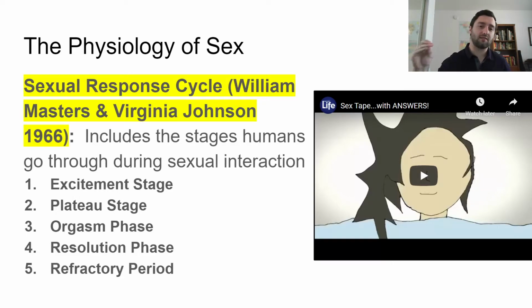Again, exactly what it sounds like, the orgasm. The resolution phase is once the orgasm is over, it's basically where your body is coming back down to normal, right? You were excited, your arousal was very high, and it's going to drop down to more normal levels. Then we have what's called the refractory period, which is the time in between the resolution phase and when the excitement phase could start again, right? So you go through these 5 stages.